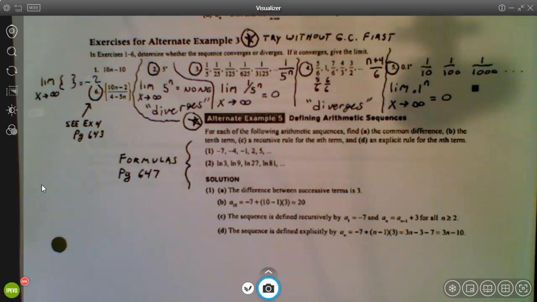Now we're going to talk about defining arithmetic sequences. Here's where we get into some specifics. There are some formulas that we'll take a look at on page 647. But when it comes to defining it, an arithmetic sequence is simply a sequence where you are adding the same number every time to get the next term in the sequence.